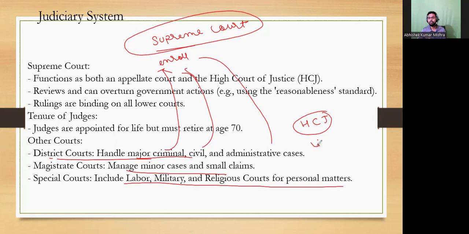So that's the important point. Whenever the Supreme Court is doing judicial review, checking the laws and orders passed by the executive, whether they are in the spirit of the basic laws or not, then it is acting as the High Court. But when it is hearing the appeal from the lower court, specifically the district court, then it is acting as the Supreme Court in capacity. So that is the difference.